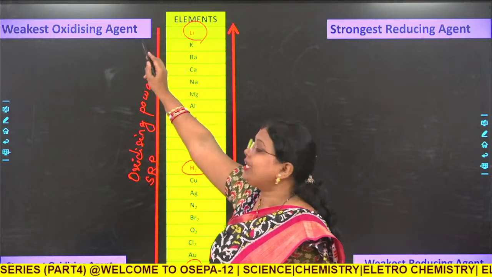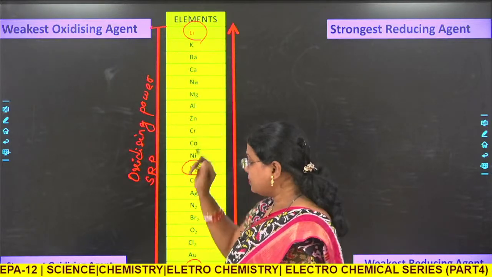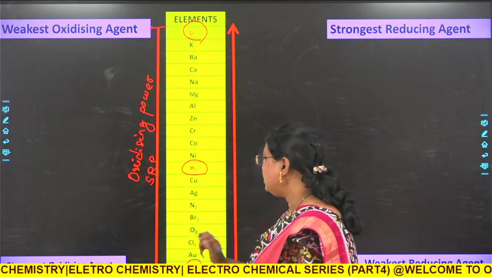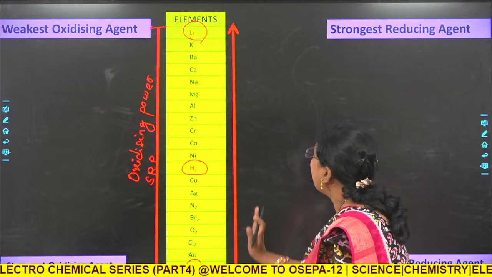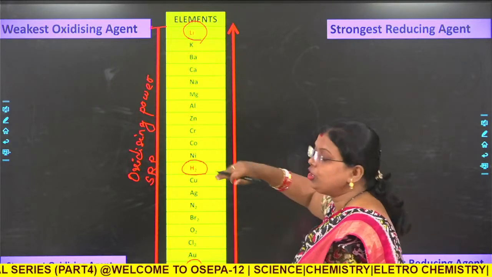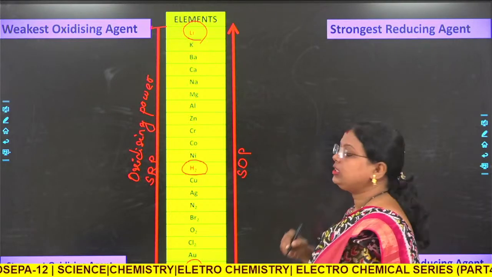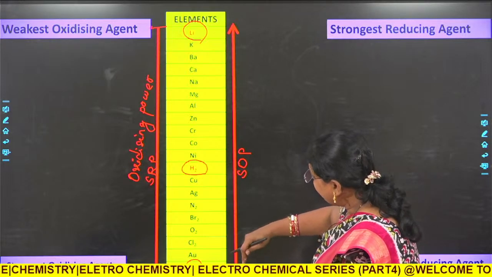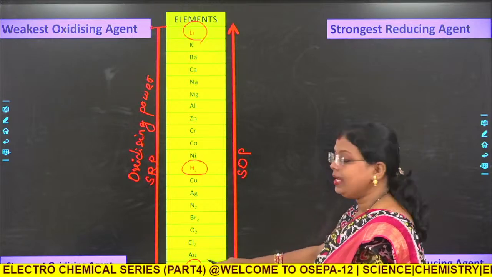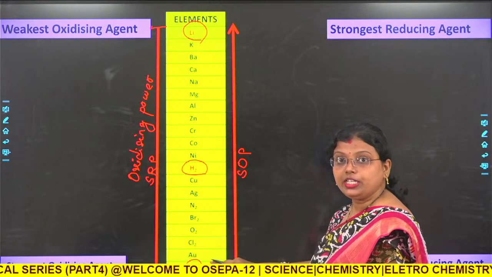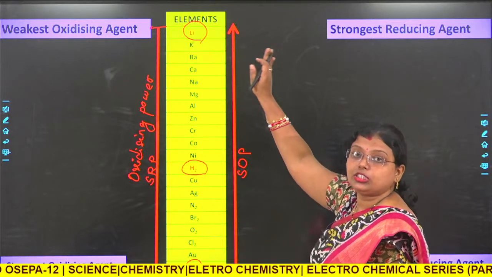That means this is the weakest oxidizing agent. Lithium is the weakest oxidizing agent, whereas fluorine is the strongest oxidizing agent. Then considering the oxidation potential, the standard oxidation potential will increase from bottom to top. That means fluorine has the minimum standard oxidation potential and lithium has the maximum standard oxidation potential.